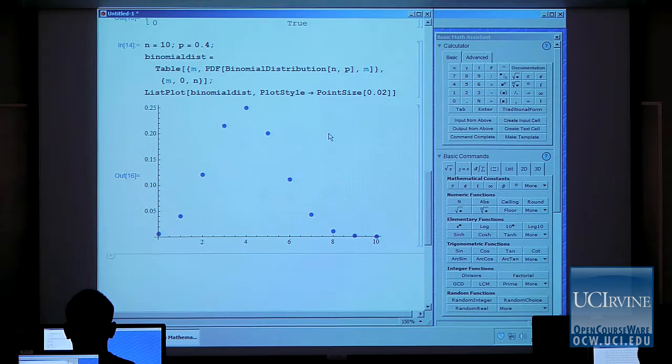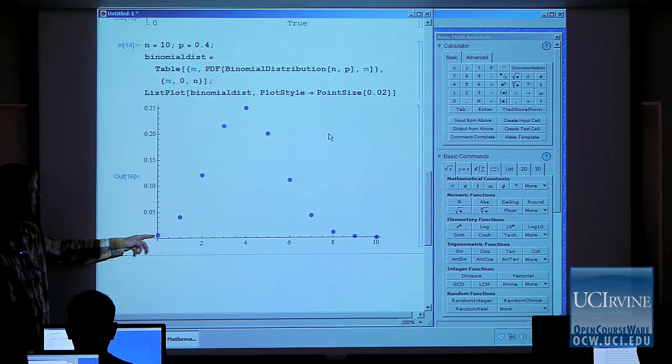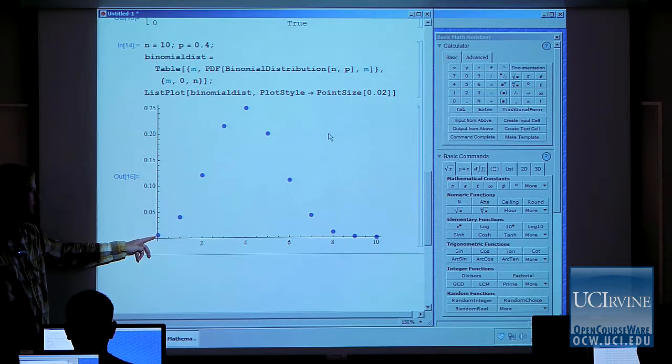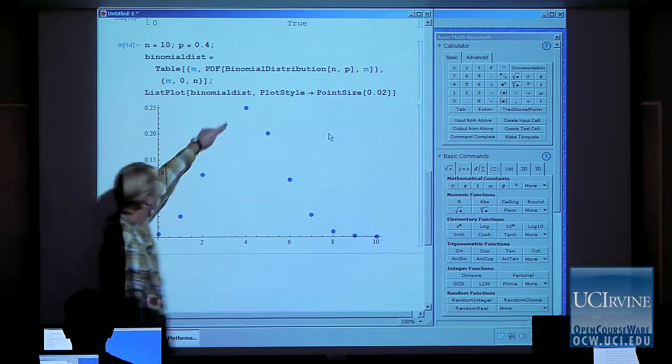What we've plotted is, for an outcome for which success has a 40% chance of happening on an individual trial, the probability of getting a given number of successes as a function of the number of successes. Okay? So the probability of 0 successes is very small. 10, very, very small. And notice that the maximum occurs here at 4.